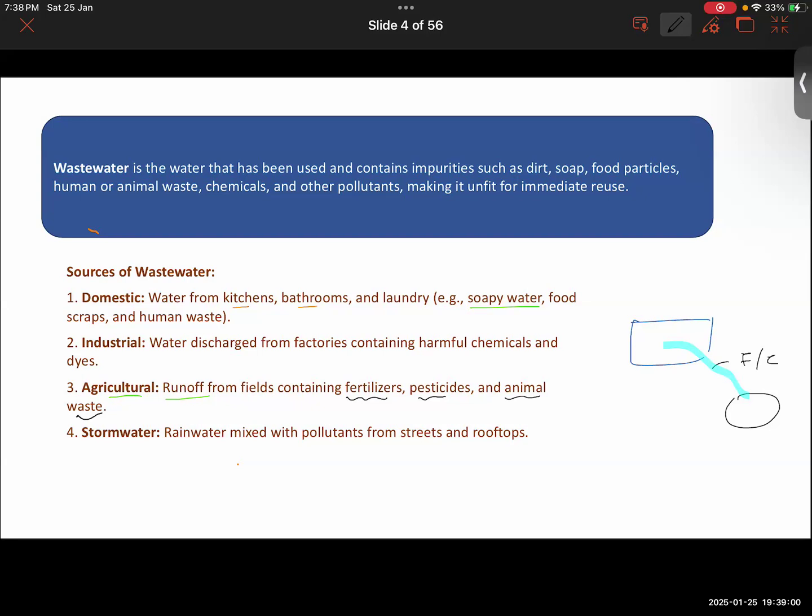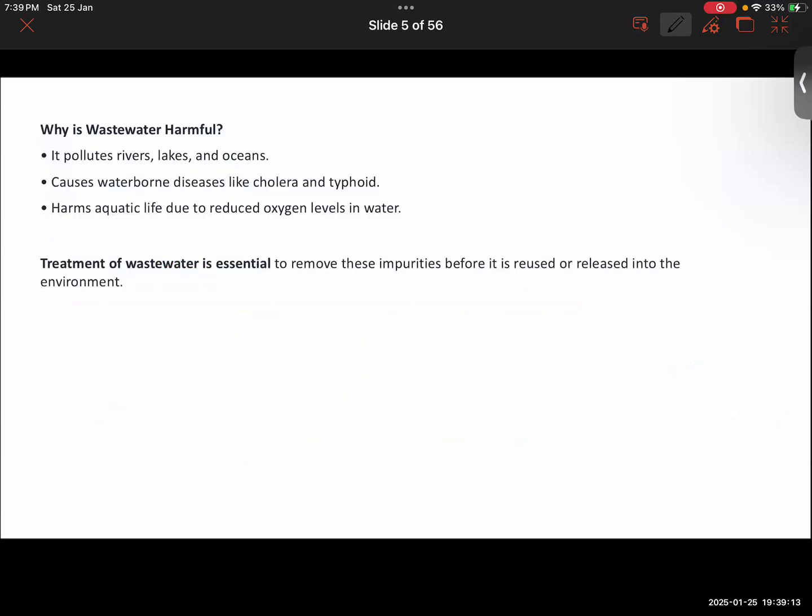Yeah. Further, another source of wastewater could be stormwater also, right? So rainwater when it is mixed with the pollutants from streets and the rooftops. So that is also one source of the wastewater.